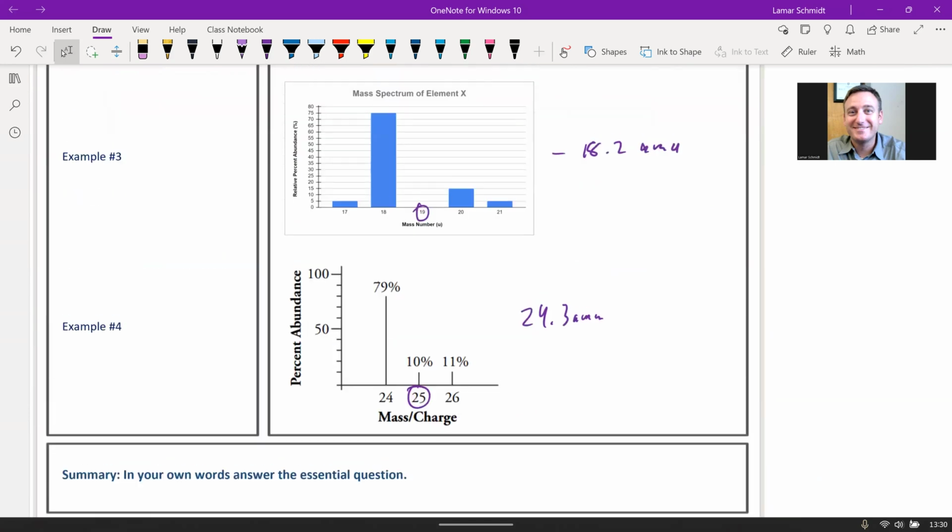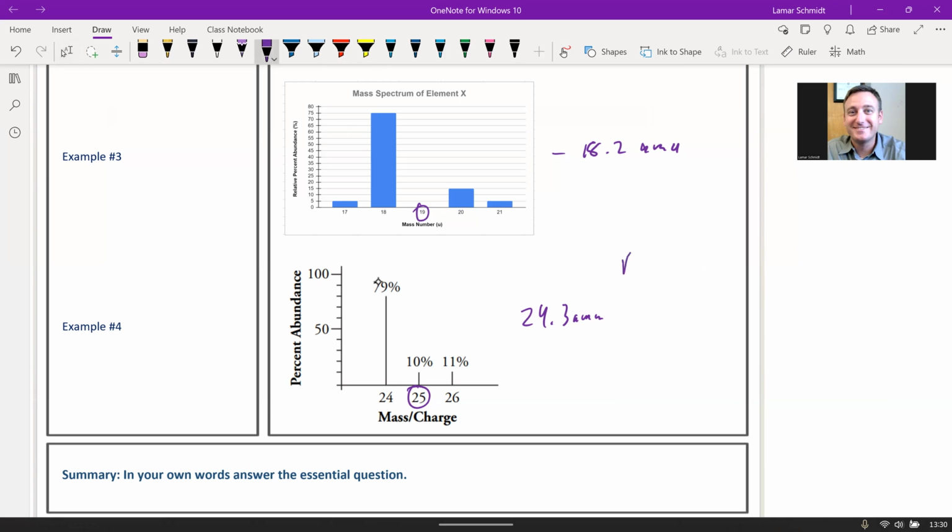Okay, so now what if I asked you this? Now you know it's magnesium. How did you know it was magnesium? You looked up and you found an average atomic mass, and look, the only one that makes sense is magnesium, 24.3, right? It makes sense. So you know you've identified it as magnesium.